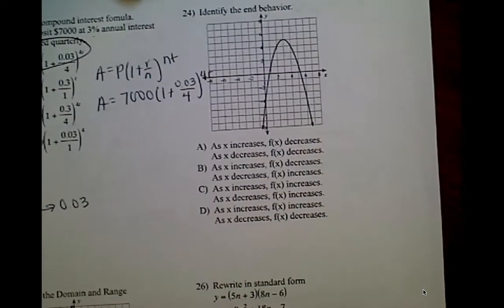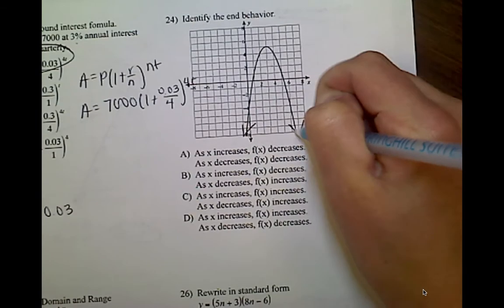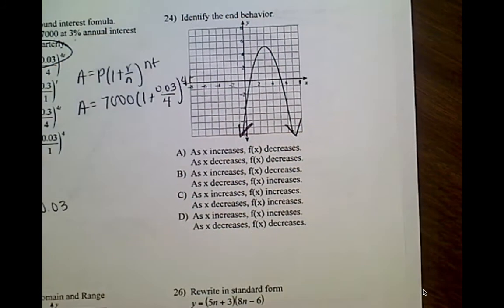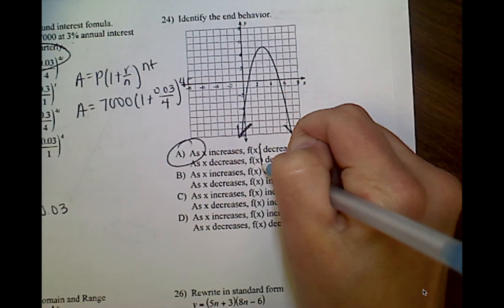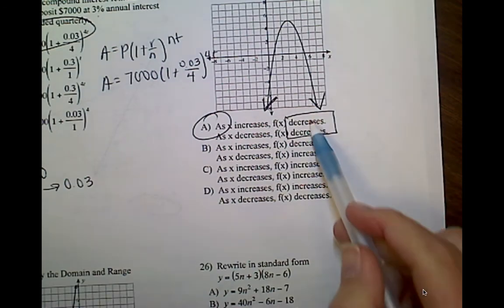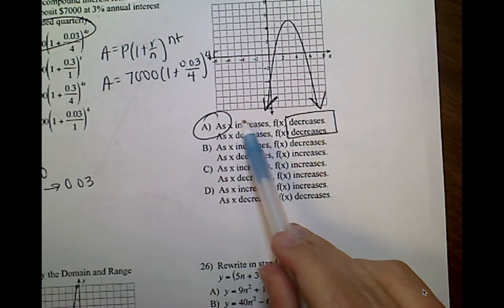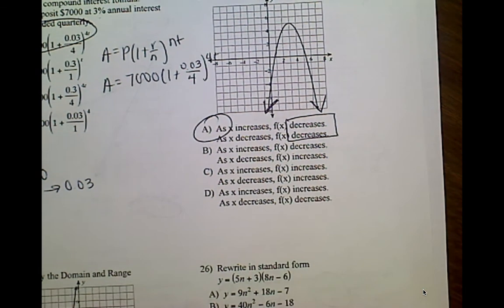All right, number 24, identify the end behavior. What are the ends doing? Look at the arrows. They're going down. Going down is the same thing as decreasing. So I'm going to pick A because both ends are decreasing. That technically means the right side is decreasing, the left side is decreasing, but that's okay. And tomorrow will be quadratics. It's either both up or both down.